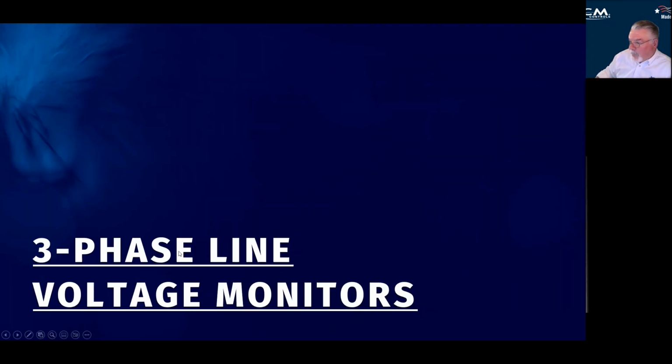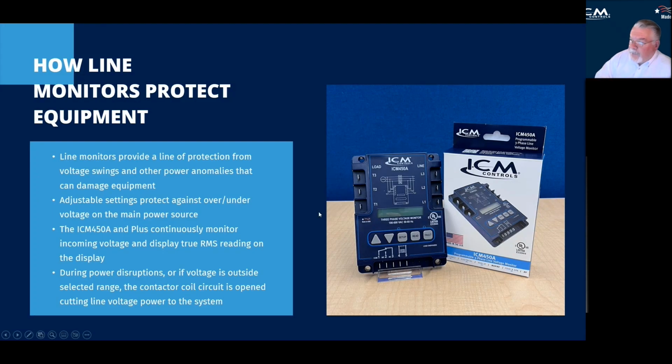So we're going to look at three-phase line voltage monitors, and you're all probably familiar with our ICM450. Great product, ICM450 line monitors. They provide a line of protection from voltage swings and other power anomalies that can damage equipment. The settings are adjustable, so you set your parameters for over/under voltage, and as long as the incoming power is within that range, it will allow the equipment to start. Otherwise, it interrupts that contact or coil circuit to take line voltage power offline.